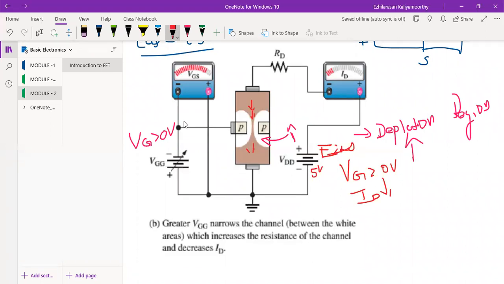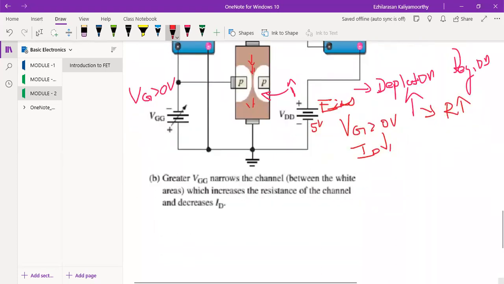Now we got it. The first case is what? The gate voltage is greater than 0, that is, a more positive voltage. Then the depletion region will widen, its width will increase. If it increases, the current will not flow freely from drain to source. It will flow, but it will reduce because of the increase in resistance. If the depletion region increases, then the resistance also increases. You have to know this. Next, let us go for the second case.